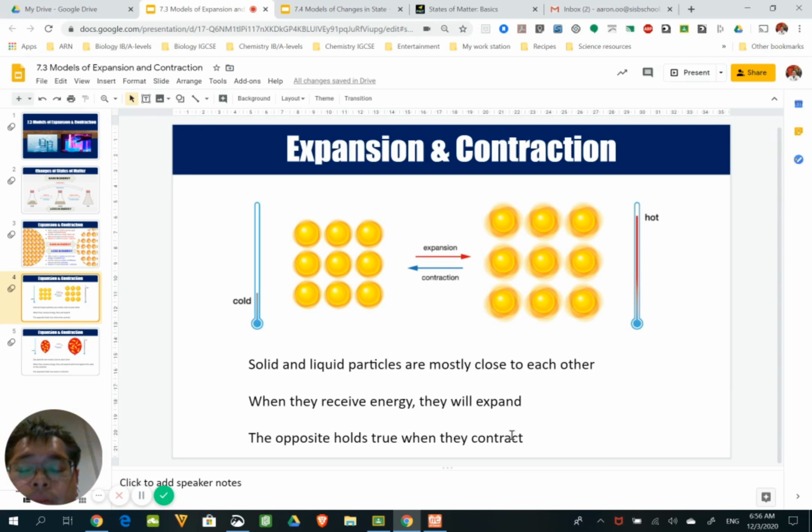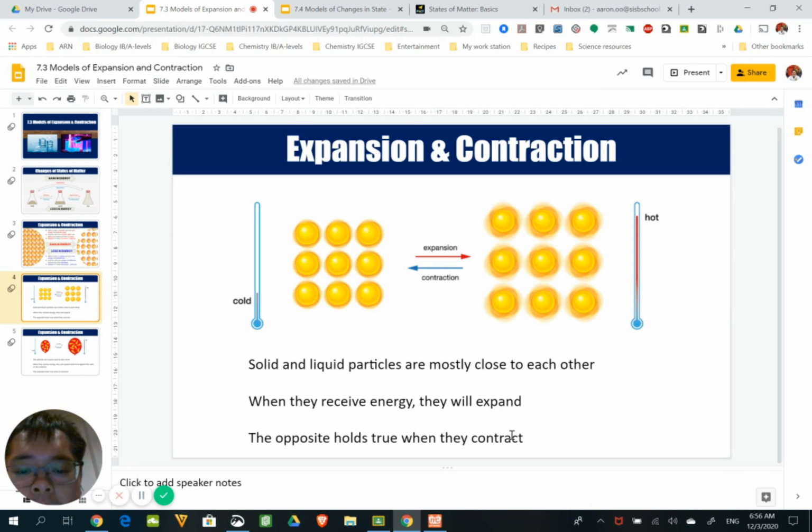And of course, the opposite holds true when they contract. Why do I emphasize this? It is because if you cannot remember one, you can just remember the opposite of the process. It is just a play of English where you replace and substitute the words, more to less, expansion to contraction, if you get what I mean. All right, but this is in solid and liquid particles because they're quite close to each other. So we are talking basically about solids and liquids.